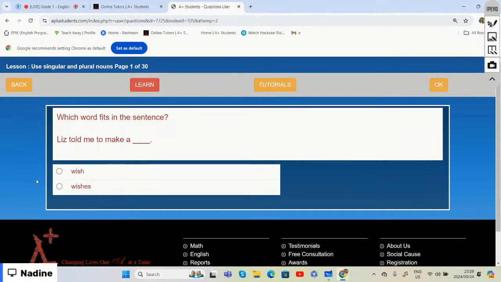So which one is correct? And if we were to choose the correct one, we will say Liz told me to make a wish. One wish. So option one is correct.